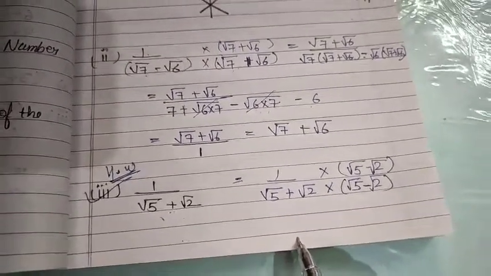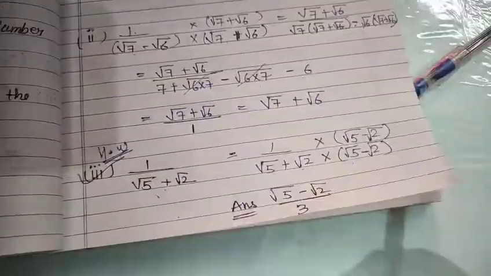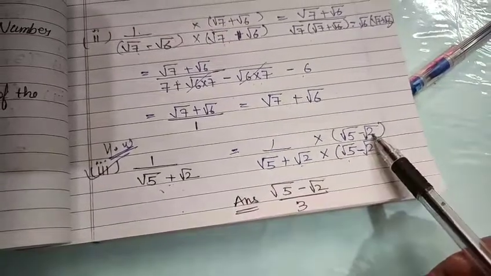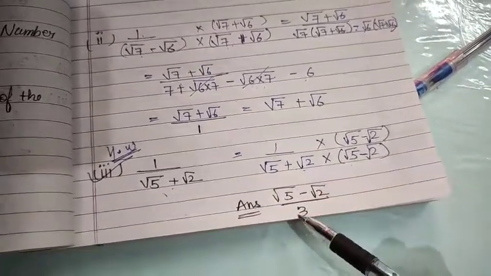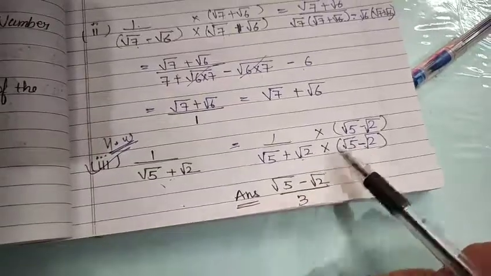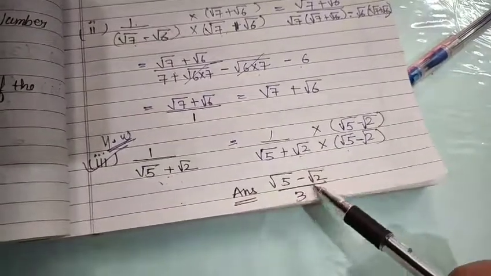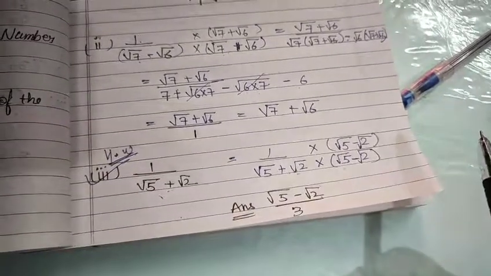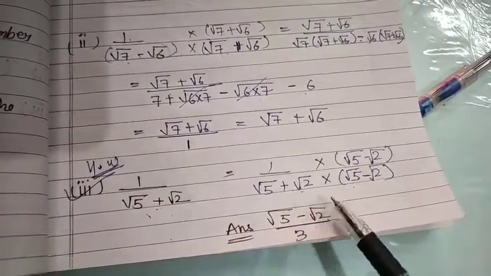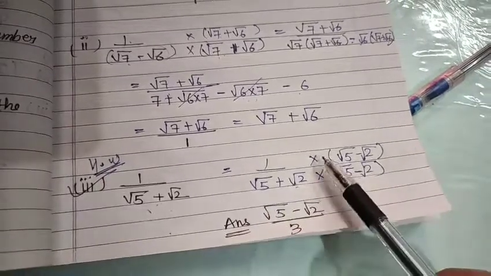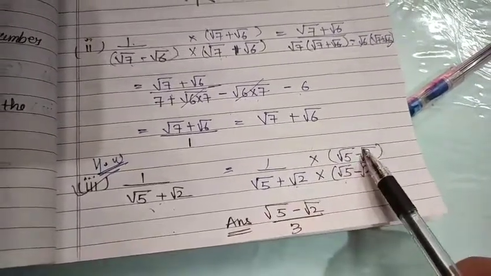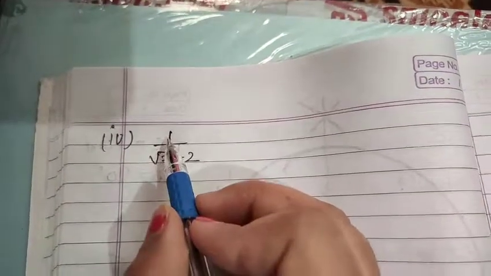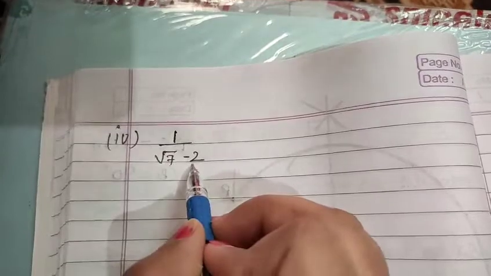As a hint, I am giving you the answer. The answer will be root 5 minus root 2, which is this, divided by 3. Solve it carefully. You will get this answer definitely, and this is similar to the second part. I have given you two hints, but you have to multiply in the numerator and denominator and find the answer. Now the last part of this question is 1 upon root 7 minus 2.